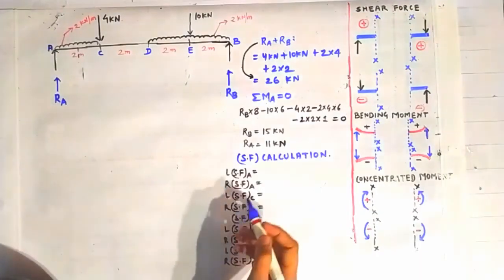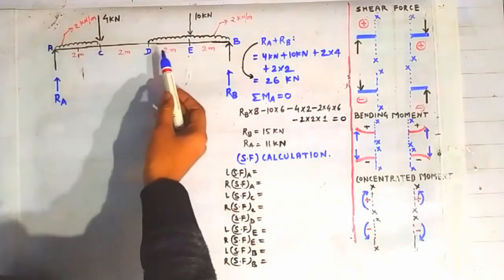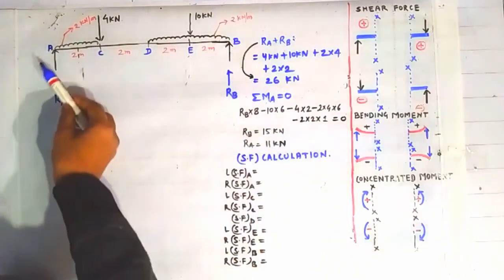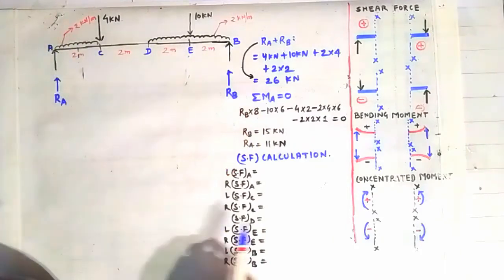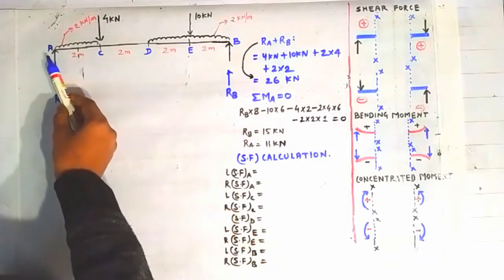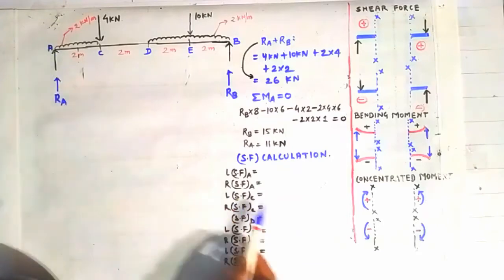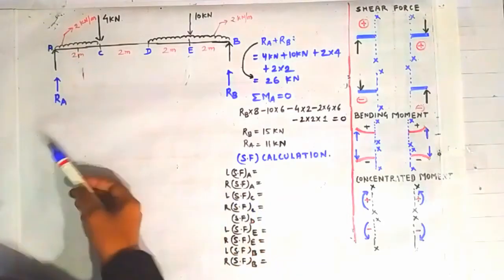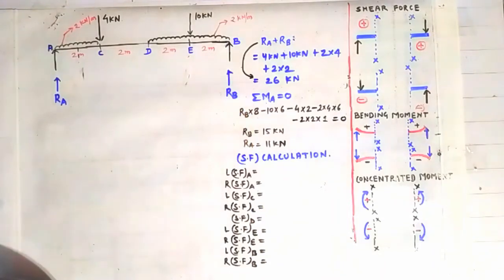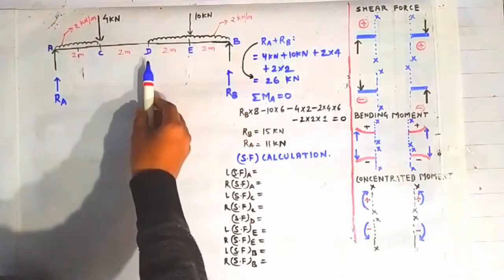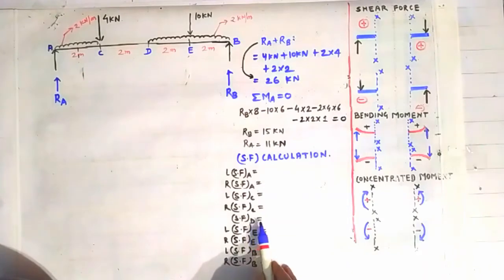Now friends, we will calculate the shear force at the points A, C, D, E and B. Because at the points A, C, E and B there are point loads acting, we have to calculate the shear force on the left side of point A and on the right side of point A. Similarly we have to do it for point C, point E and point B also. At point D there is no point load acting, so we will directly calculate the shear force at point D.